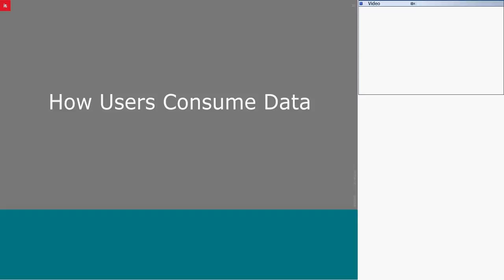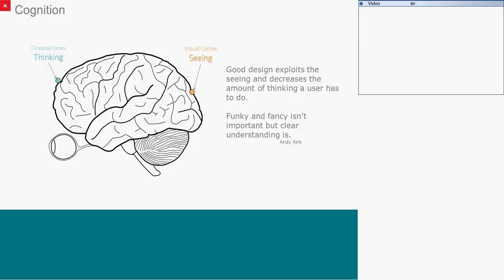Okay. Next, we're going to be asking, how do users consume their data? We talked about the rewiring of the brain and the fact that now shortcuts are being developed. Our brain sees things and automatically draws conclusions. And can we as BI developers take advantage of this? Good design exploits the seeing and decreases the amount of thinking a user has to do. That at the core is the fundamental thing.